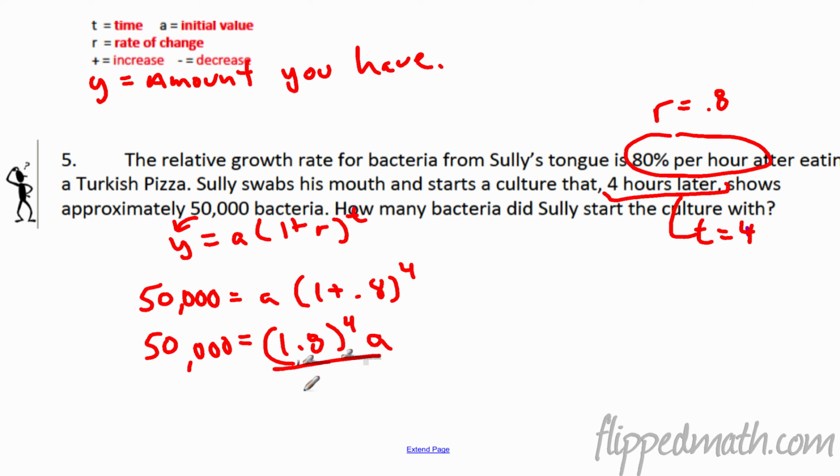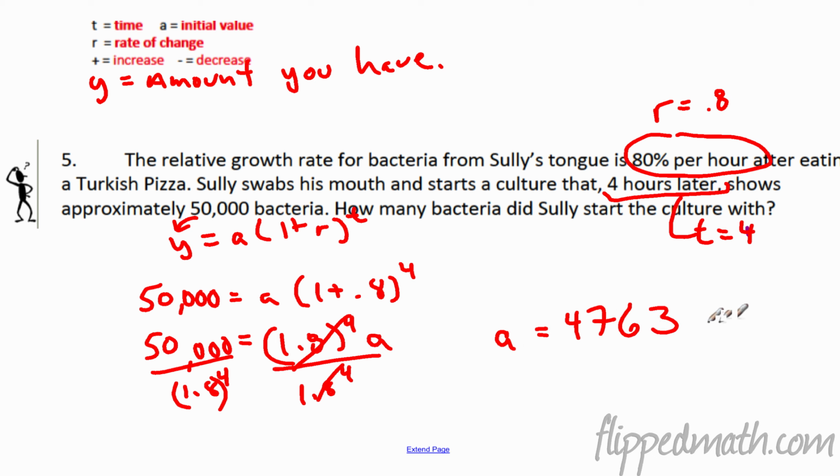You just divide each side by 1.8 to the 4th power. I have no idea what that number is off the top of my head, but your answer is going to be a equals 50,000 divided by 1.8 to the fourth power, and that should give you somewhere in the realm of 4,763 bacteria. That is approximately what a would equal, so that's what you're starting with.